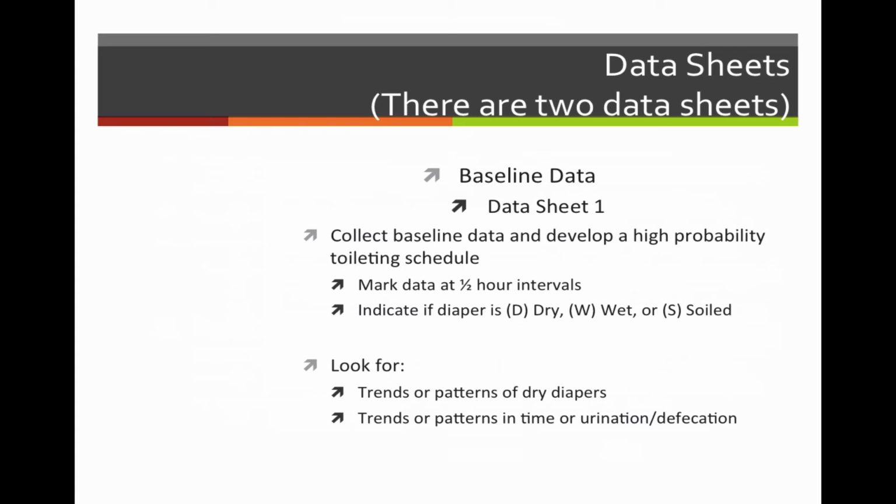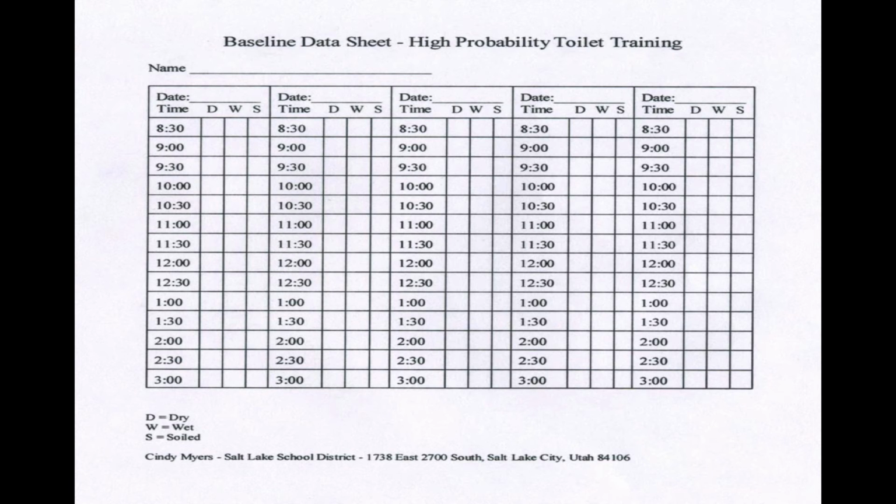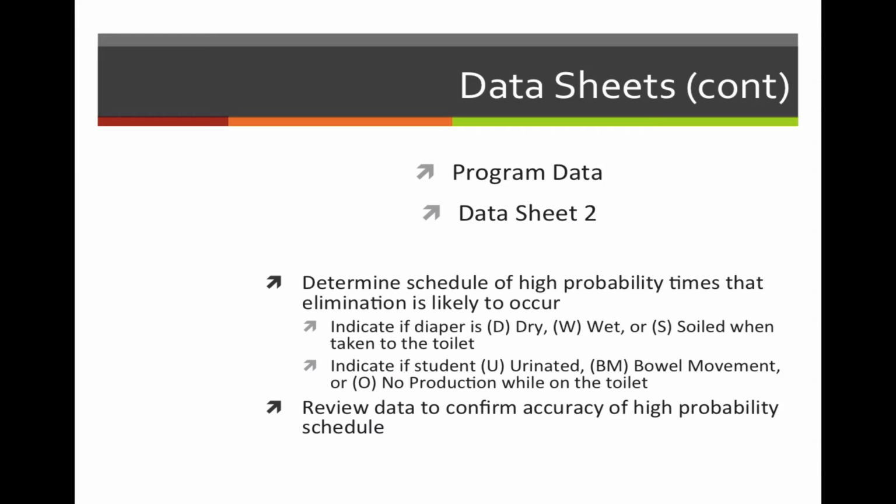Look for trends or patterns in dry diapers as well as when they're using the toilet. So your data sheet might look like this. Again, you're just checkbox marking, are they dry, are they wet, or are they soiled? So maybe they're wet and soiled at 10 o'clock in the morning. So this would be a week's worth of data, so very easy to use.